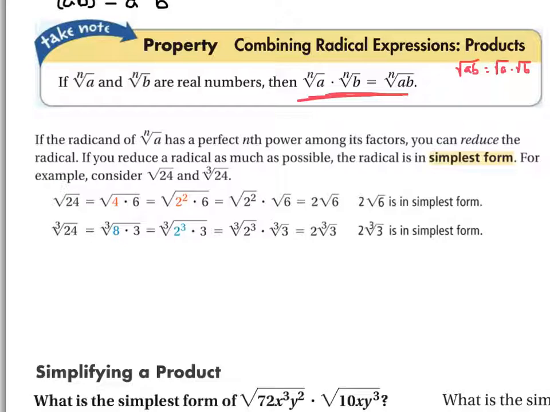But now we're using the rule with higher indexes. It's to the nth root, not just square roots. So we can do cubic roots, fourth roots, fifth roots, sixth roots, forever and ever. 27th roots, we can do all that.